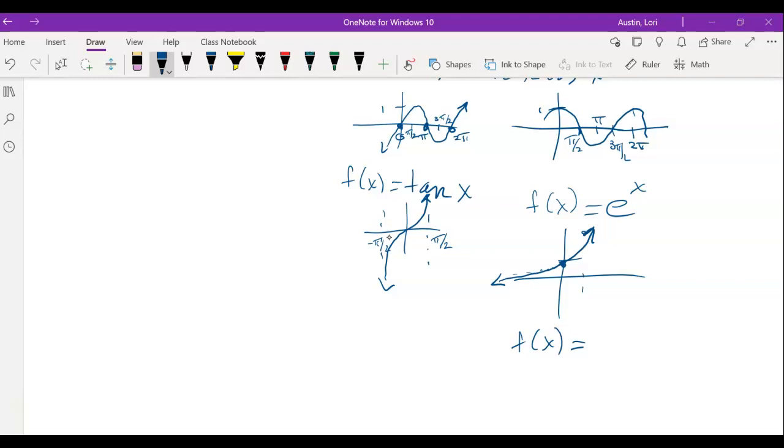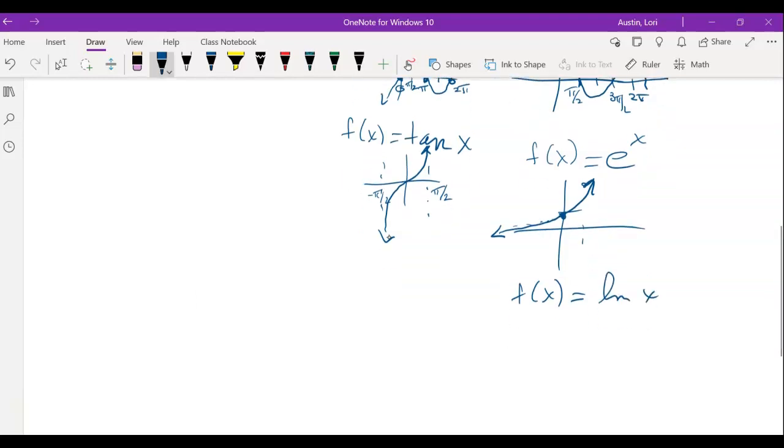Yes, the natural log. What makes it the natural log is it has a base of e, where log has a base of 10 unless you define it as something else. And we will review logs a little bit when I get to that point where I feel we need to review properties of logs. Right now, I just want to look at the basic graphs. So ln x. It's an inverse graph.